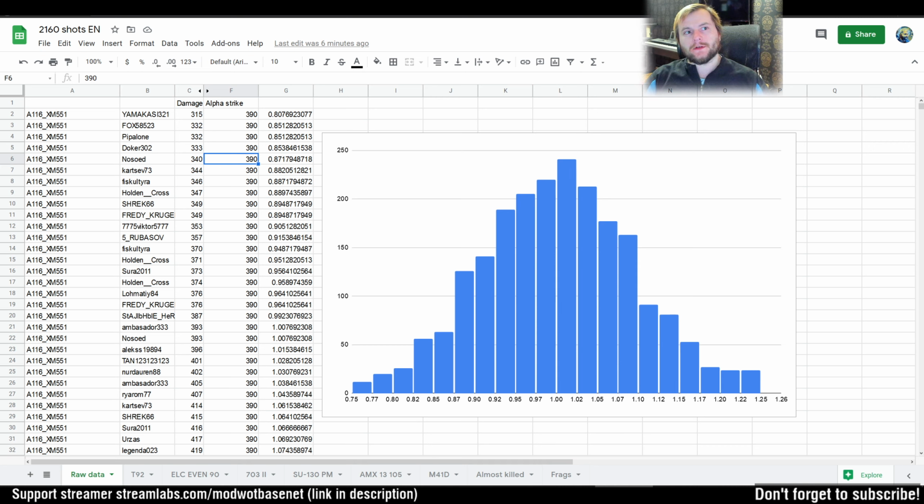So I gathered my 2160 shots made only with AP, APCR and so on shells. I don't include here penetrations using HE shells. So this is straightforward non-HP data.